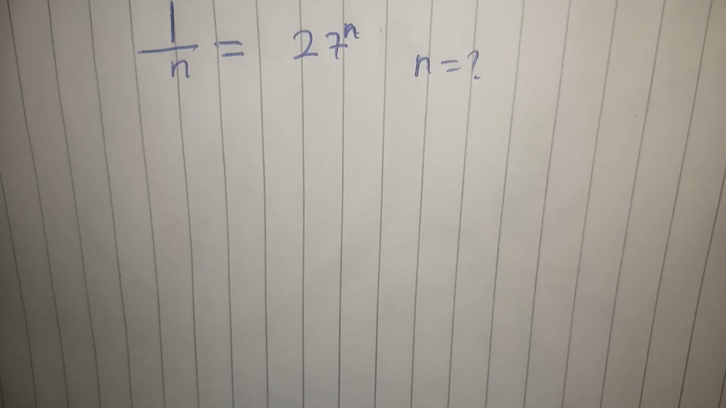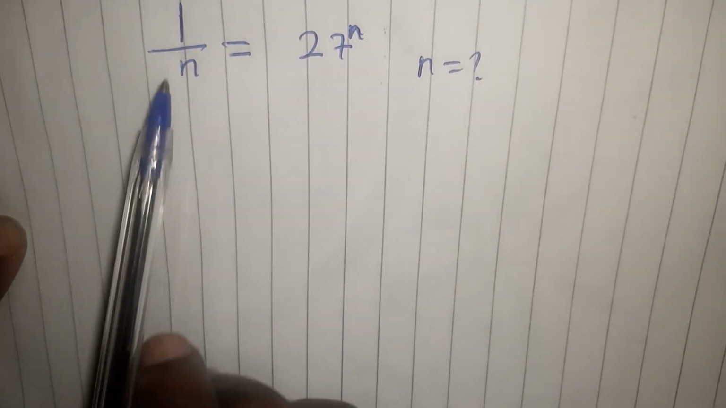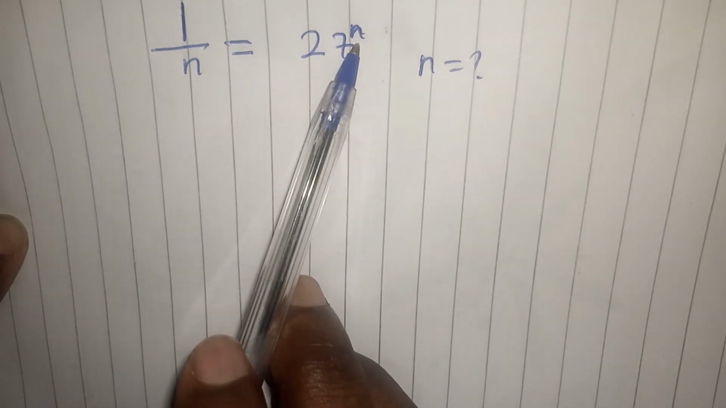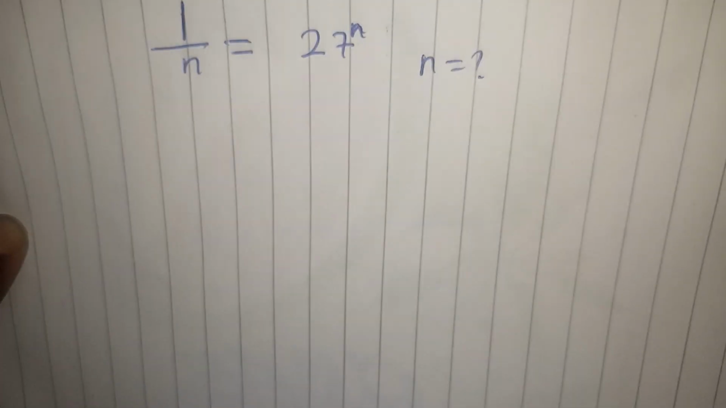Today let's solve this nice exponential Olympiad challenge, which reads 1 over n equals 27 to the power of n. We're looking for the possible value for n.